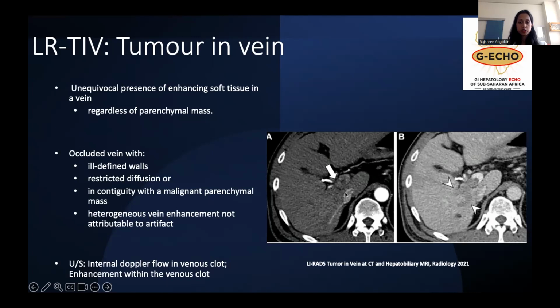As you can see in this arterial phase CT, there is irregular, heterogeneous enhancement of the portal vein, which is not ascribed to artifact. And on the portovenous phase of the same patient, you can now better appreciate the filling defect with a nodular, ill-defined appearance of the portal vein, which is in keeping with tumoral thrombosis. For ultrasound, you would expect to see enhancement on a contrast-enhanced ultrasound, and on Doppler, you might see internal Doppler flow within a venous clot to make you suspicious for tumor in vein.